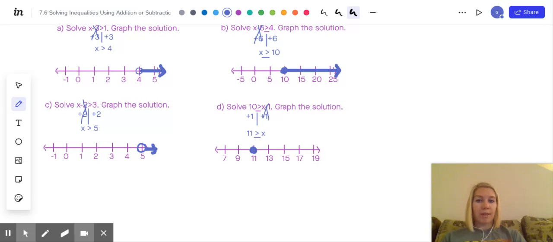Okay, and then which way does our arrow go? Well, x is less than or equal to 11, so our arrow is going to go to the left.